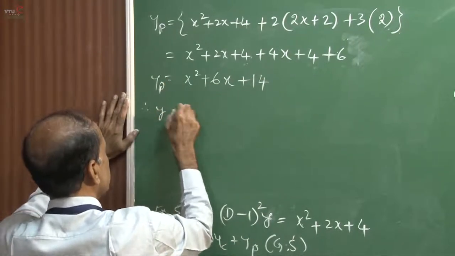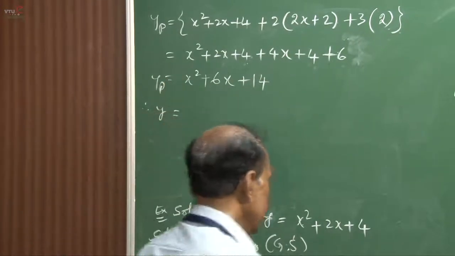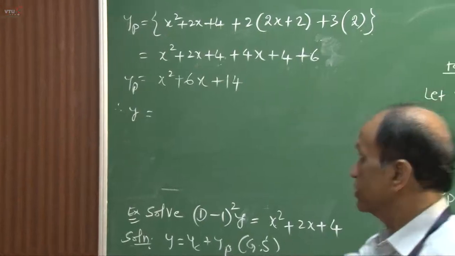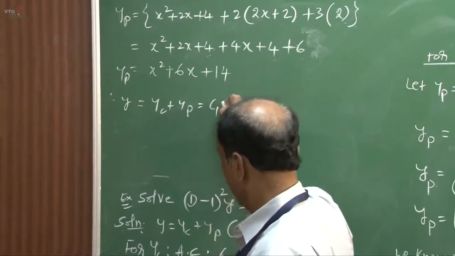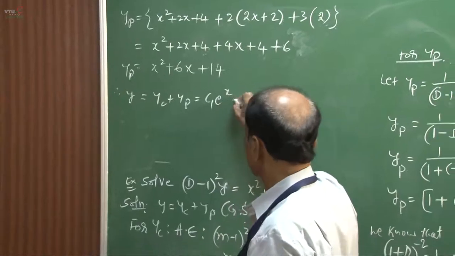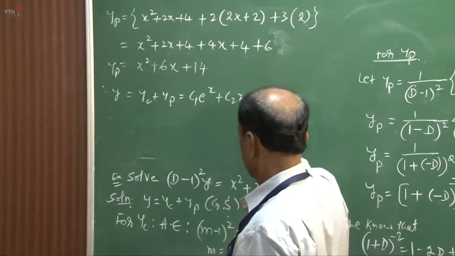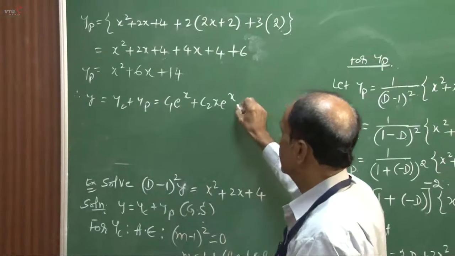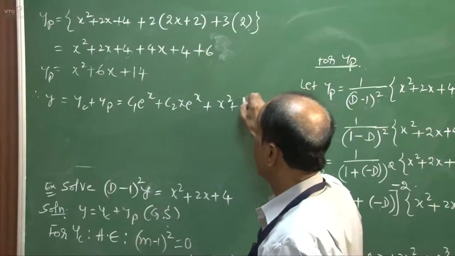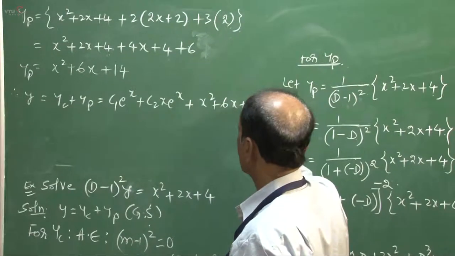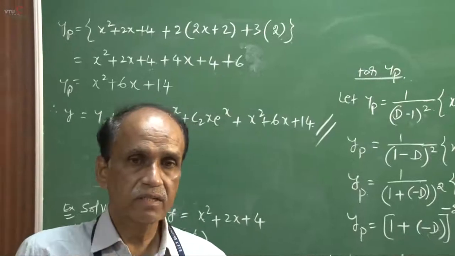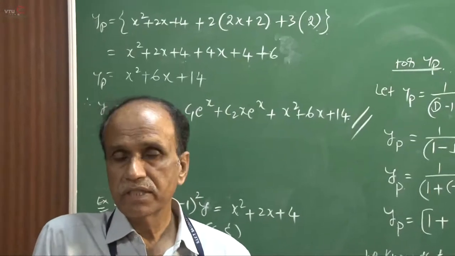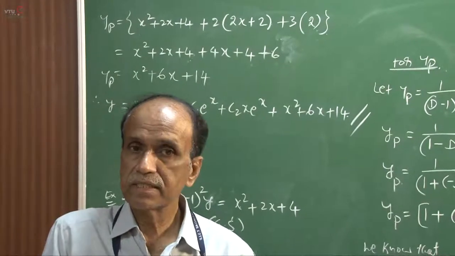Therefore, y is equal to this complementary function, that is yc plus yp, is equal to c1 e to the power x plus c2 x into e to the power x, and plus of x square plus 6x plus 14. So this is the answer for the polynomial term whenever you have a second degree polynomial on the right side.